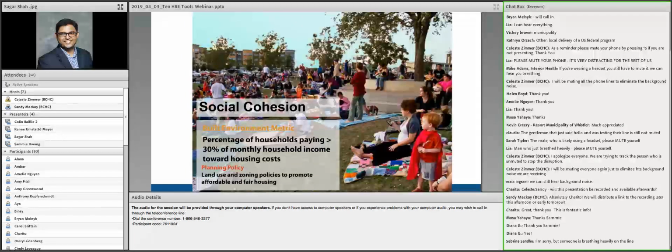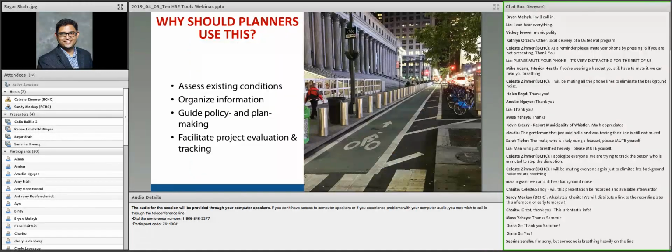Social cohesion, I mean, we all have been working on this aspect since ever. One of the metrics is percentage of households paying greater than 30% of monthly household income towards housing, and the policy is basically land use and zoning policies to promote affordable and fair housing. No need to mention anything here because we all know the importance of housing and the role planners play in housing policy.